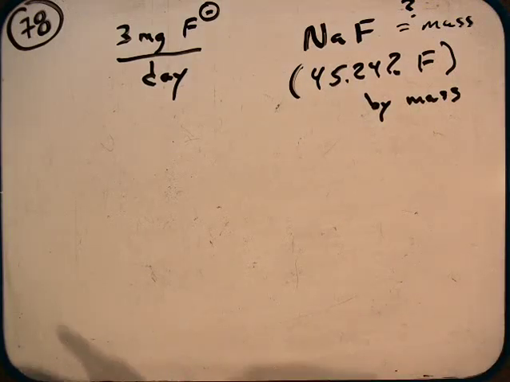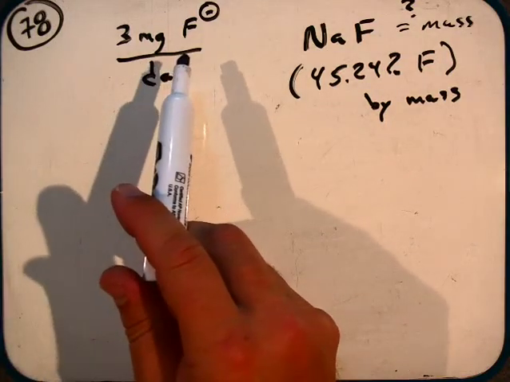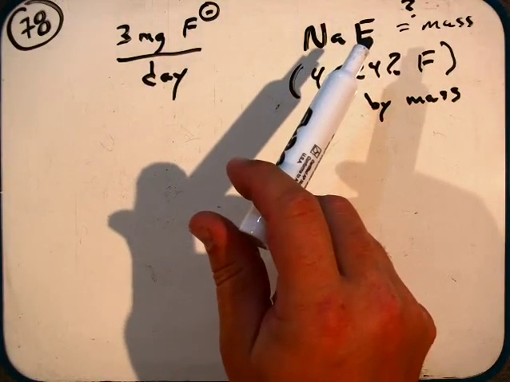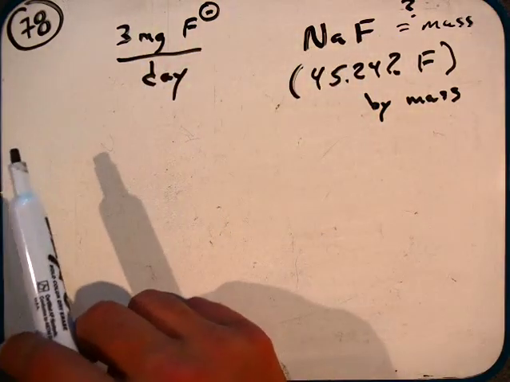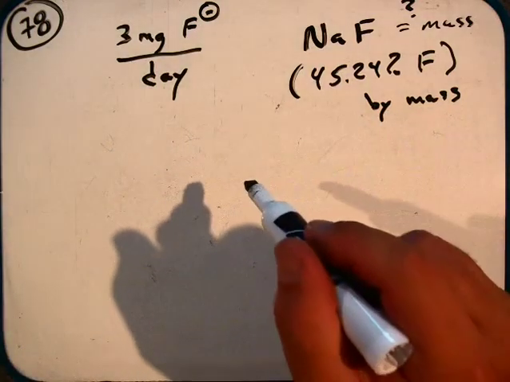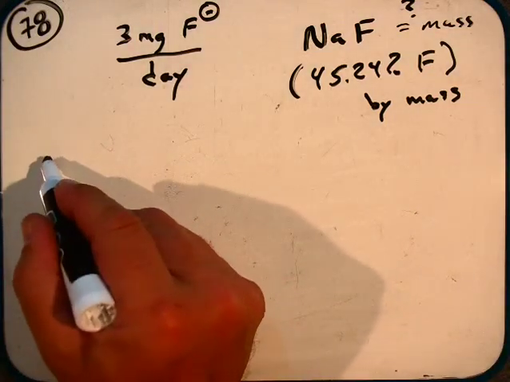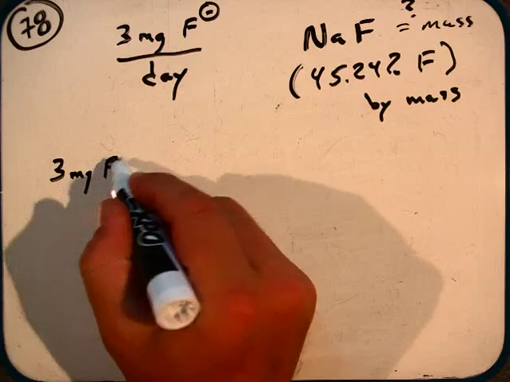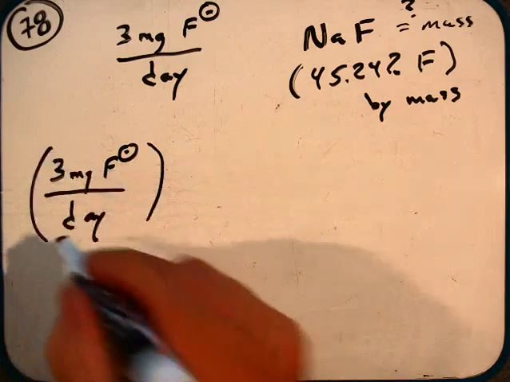So we know that the female needs to have 3 milligrams of fluoride per day, and that person is getting their fluoride via sodium fluoride. So how much of the sodium fluoride does the female need to ingest in order to have this value of 3 milligrams of fluoride per day? And so we need to use our mass percent here to help with the calculation. To begin, we have 3 milligrams of fluoride per day. That's what is required.